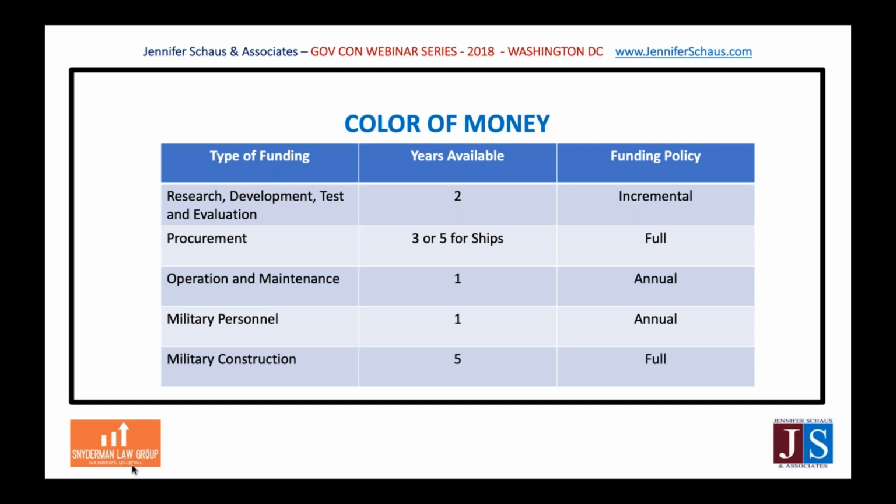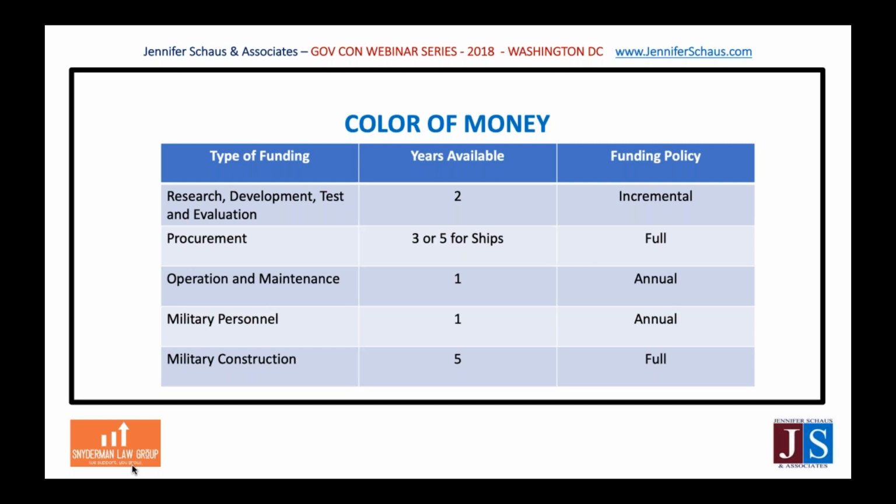So RDT&E, which is Research, Development, Test, and Evaluation money, is 2-year money, and it's available on an incremental basis, so they can fund incrementally. They don't have to have all the money available at the time they issue the contract. Procurement money is 3-year money. It's 5-year money if you're talking about ship buying, because it's a long-term activity, and that's fully funded. So they have fully funded available in the budget for those ships that they're going to procure, or the aircraft.